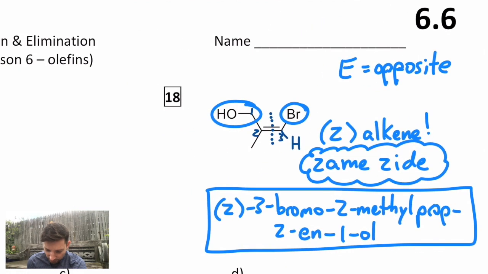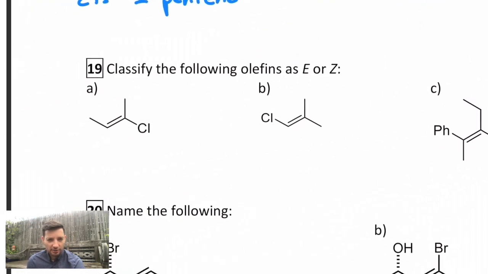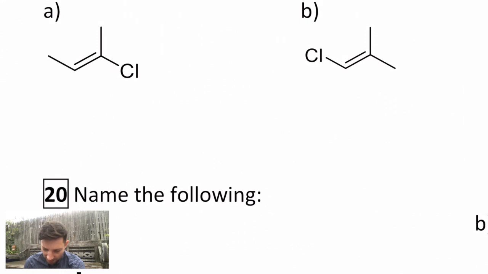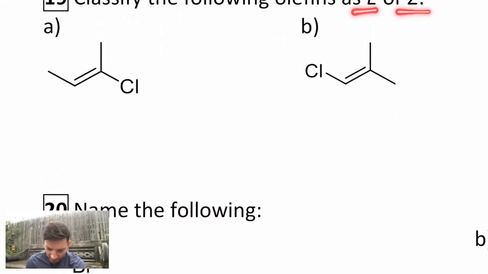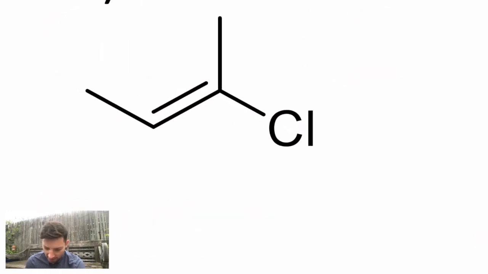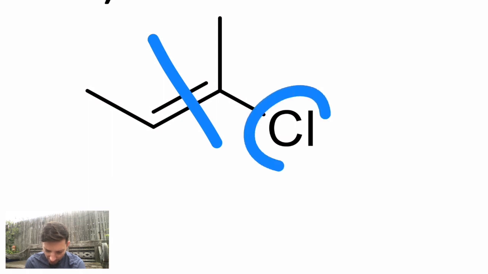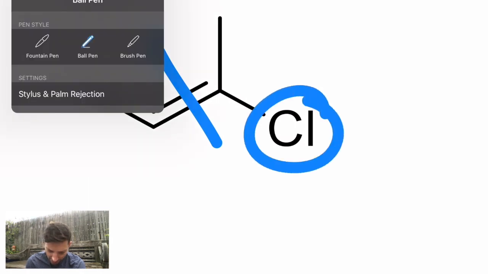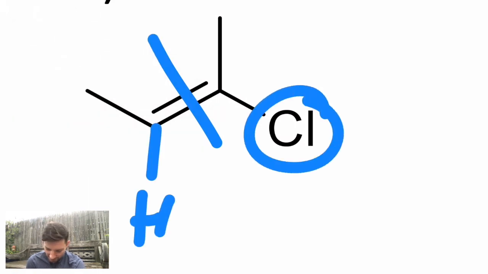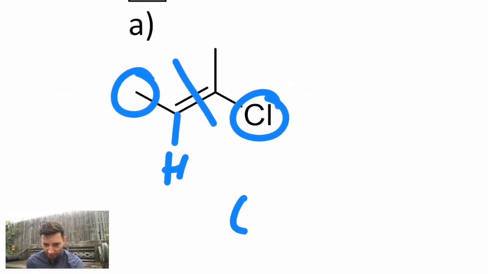So let's practice this right now and take a look at a couple of alkenes, also called olefins, and classify them as opposite or together, E or Z. So for the first one, I'll just draw a line through the alkene. Who's higher in priority on the right? It's the chlorine. On the left, who's higher in priority between the methyl and the H? It's the methyl. These are on opposite sides, so this is an E alkene.